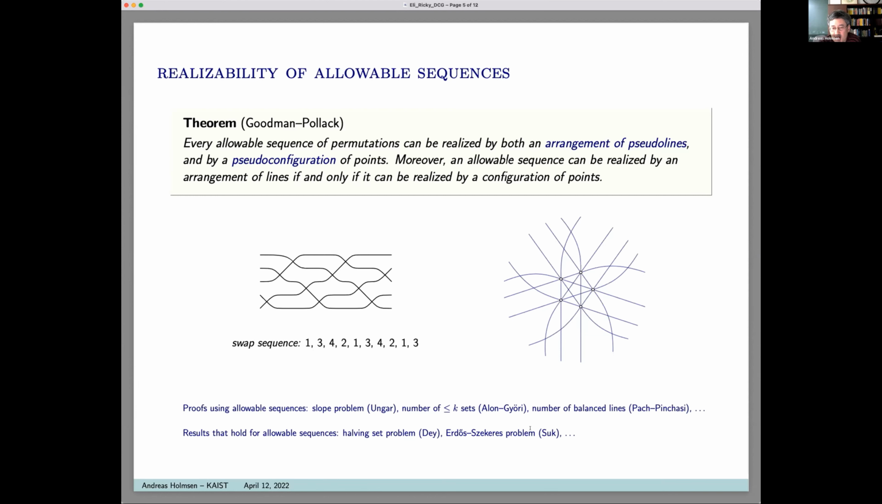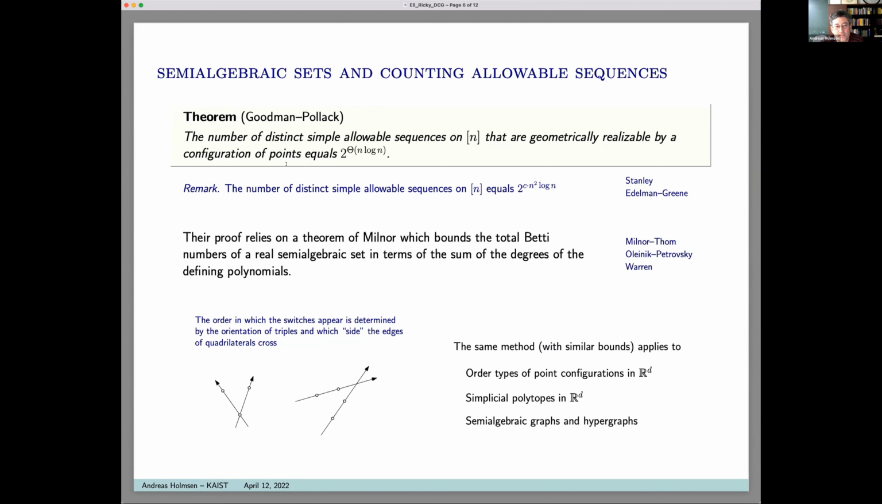And when we are there, the next natural question that arises is how much more general allowable sequences are than actual point configurations. That's the next result of Eli and Ricky I want to talk about: semi-algebraic sets and counting allowable sequences. We have one theorem by Eli and Ricky, which says that the number of distinct simple allowable sequences that are geometrically realizable by point configurations is roughly 2 to the n log n. There's some constant hidden here that maybe is not completely known, right?